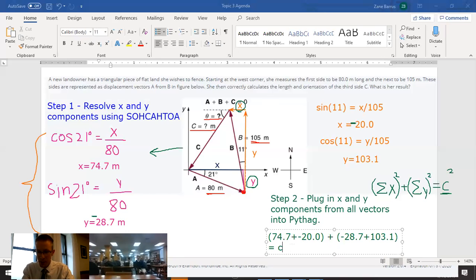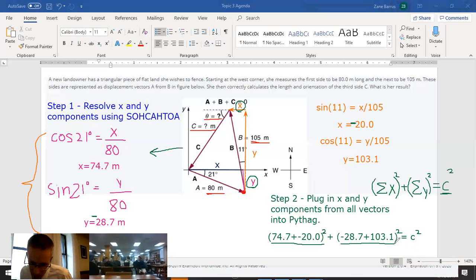And this should be equal to c squared. All right? So I'm going to put a square symbol there, square symbol here, square symbol here. So you can see that in my first parentheses, this is the sum of my x components. The second parentheses is the sum of my y components. And really all you got to do now is just some calculator work.